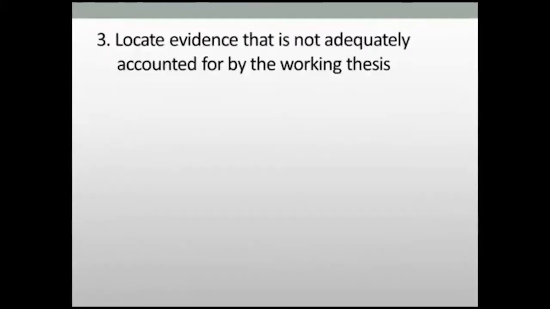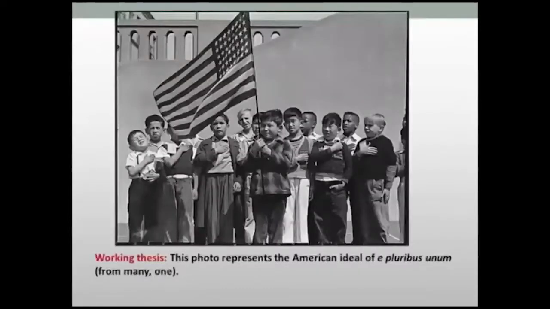Now it's time for step 3, locate evidence that is not adequately accounted for by the working thesis. There may be a few pieces of evidence you can locate that trouble this thesis. Choosing which ones to focus on and in what order is part of the challenge of Essay 3, and one of the reasons outlining this essay is a helpful exercise. Given our working thesis, what strikes you as potentially complicating our claim that this photo represents an American ideal?